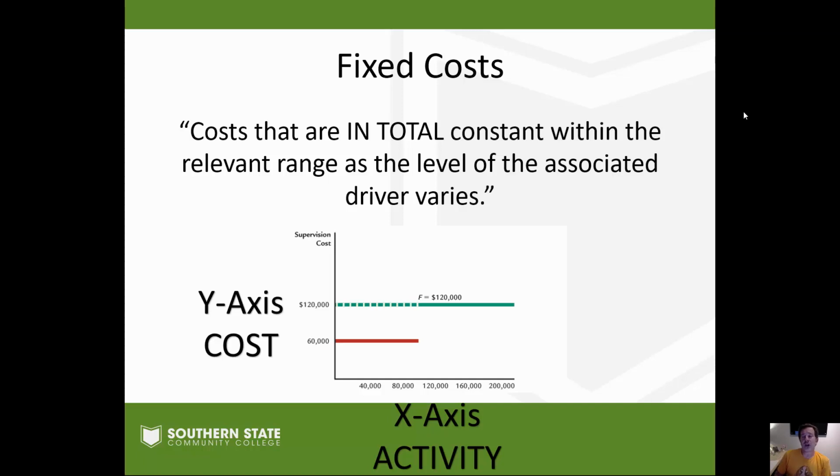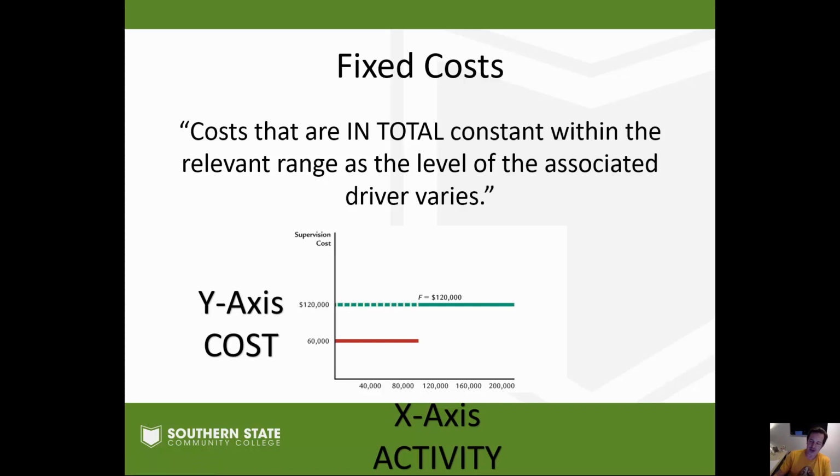Fixed cost, according to your book, is a cost that is in total constant within the relevant range as the level of the associated driver varies. That's a really fancy way of saying as we make more or less, it doesn't matter, the cost is going to stay the same.